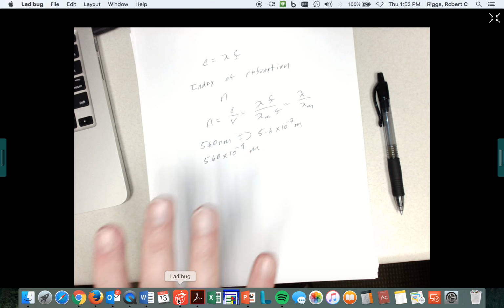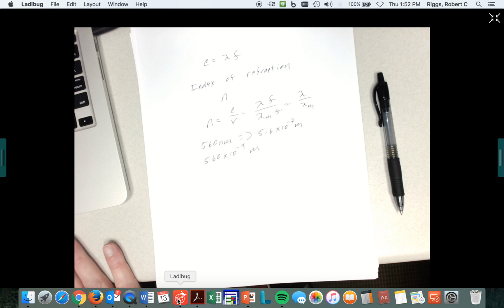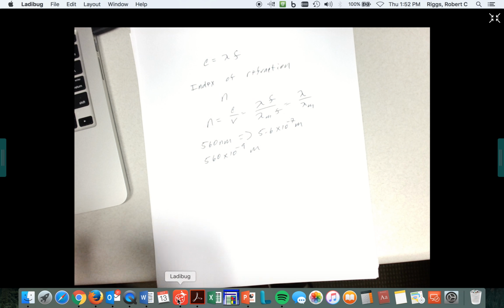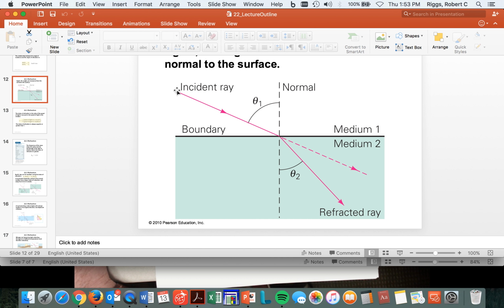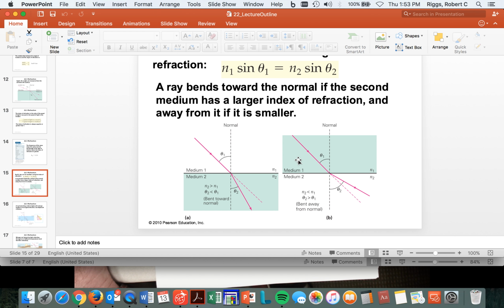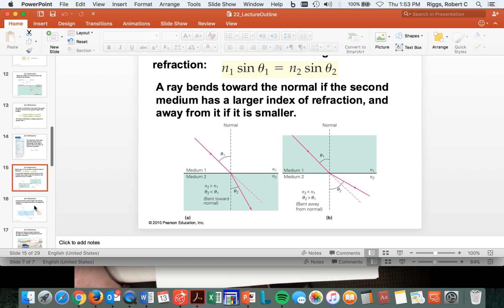Just a little intro. This is pretty much all we did yesterday. Besides that, one last thing I want to show: when the incident ray comes in and hits the surface, if the medium has a higher index of refraction than where the ray originated from, it will bend towards the normal. If medium 1 is greater than medium 2, then it'll bend away from the normal. And that leads us to Snell's law.